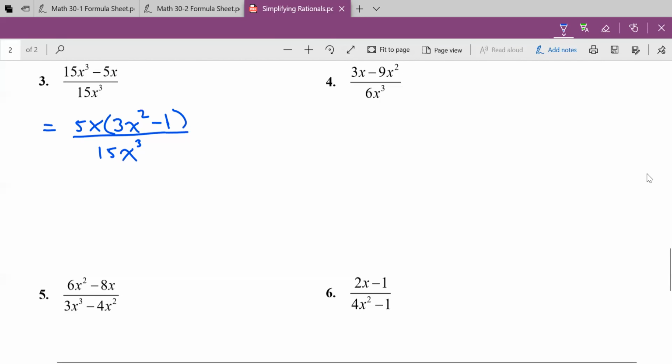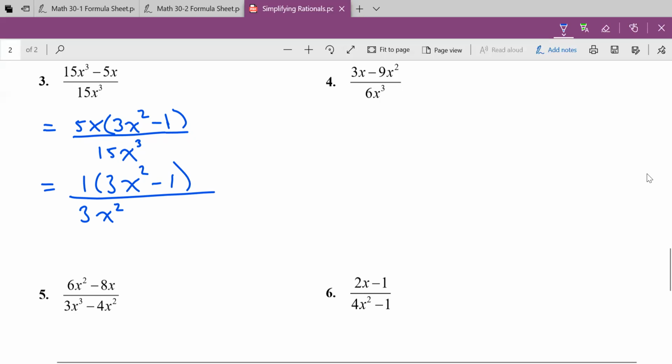So factor. Then I'm going to say, okay, how can I simplify? Well, I can divide the 5 and the 15. They simplify. 5 goes into both of those. So that'll be 1/3. I can divide the x in the x cubed. That's x squared. And I can't do anything with the 3x squared minus 1.